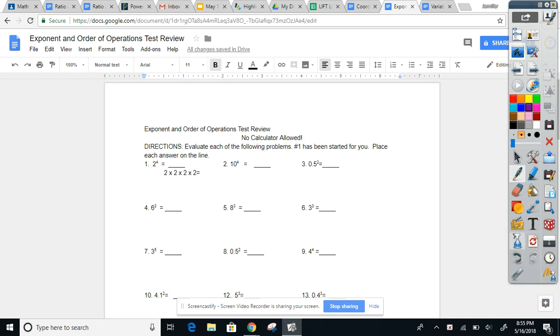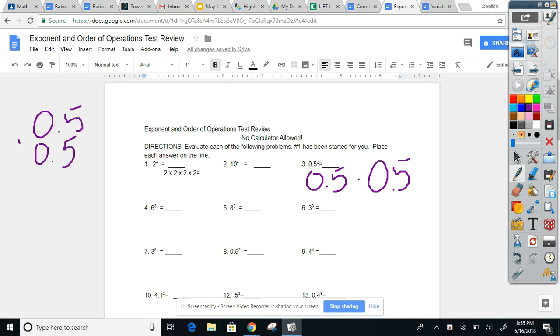Okay. Next, number 3, that is 5/10 to the second power. So that's 5/10 times 5/10. All you need to do is, you should know, I'll write it out over here for those of us who need it. 5 times 5 is 25. 5 times 0 is 0. Plus 2 is 2. So we should have seen that 5 times 5 is 25.